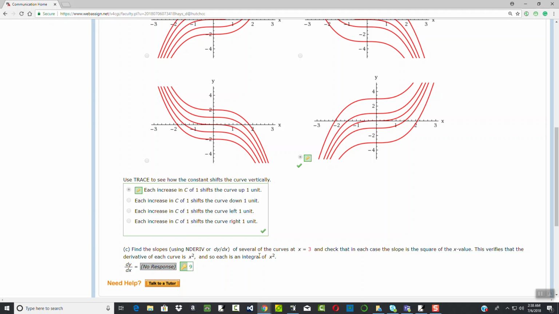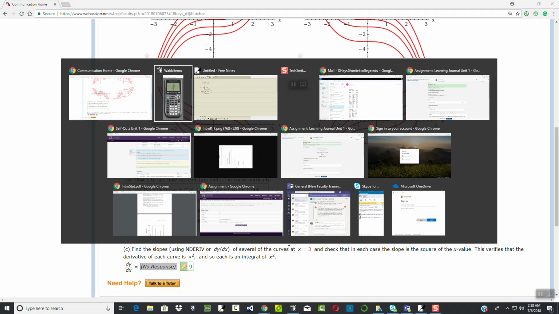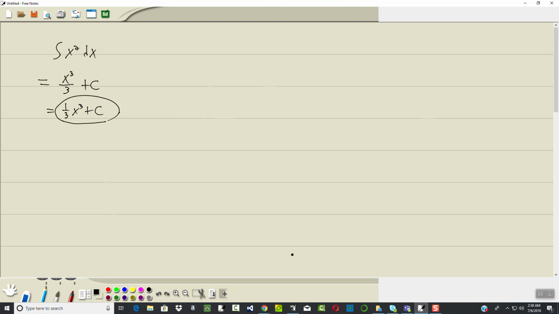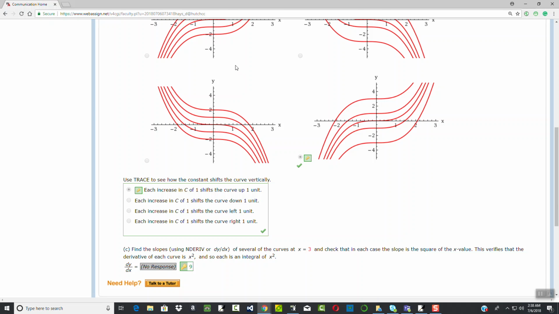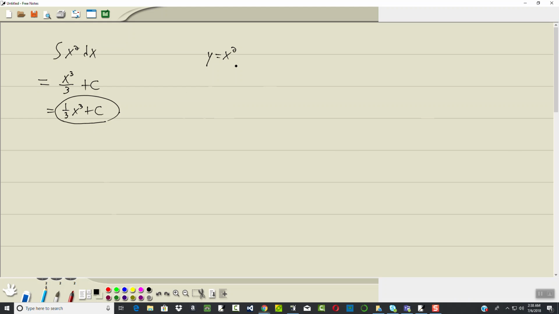Find the slopes of several curves at x equals 3. Well, if we find a derivative, we have x squared. I think those were all x squared, were they? Or were they x to the thirds? X to the thirds. Just in general, when I got x to the third, take your power, put it out in front, lower it by 1. That gives us this for our derivative.